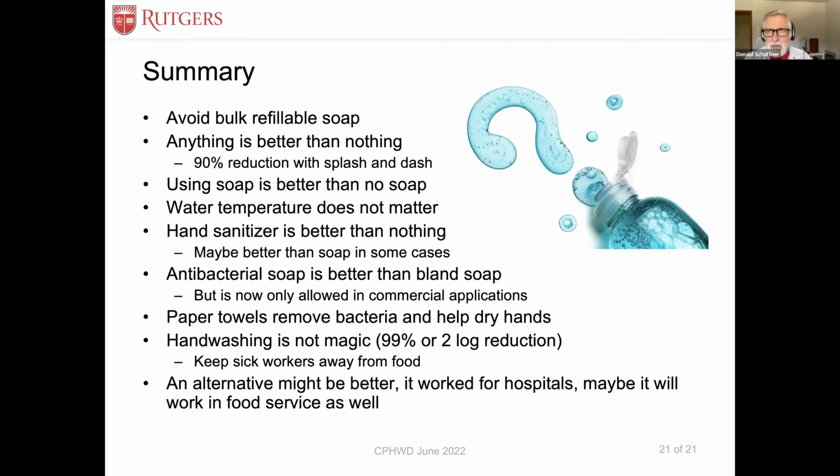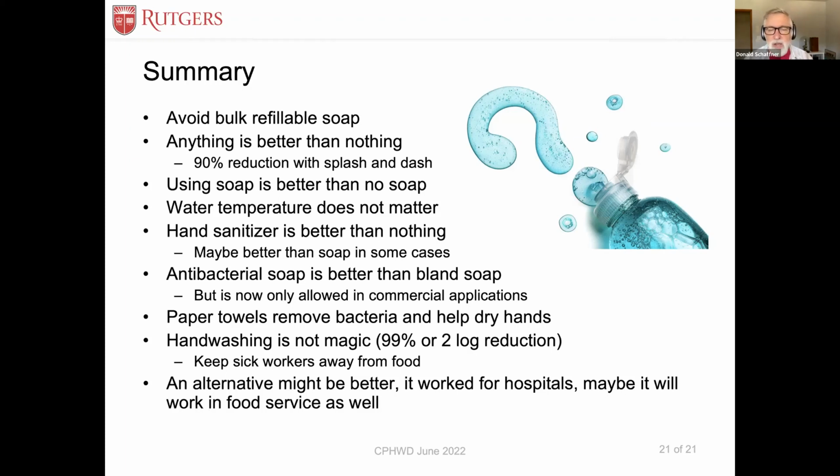Antibacterial soap is better than plain or bland soap, but unfortunately, because of changes mandated by the FDA Center for Drug Evaluation and Research, consumers can no longer buy antibacterial soaps containing triclosan. And so the only place that you'll see antibacterial soaps commonly is in doctors' offices, in restaurants, and in food processing plants. There's still a possibility that FDA CDER is going to take those away from us, but we're working hard because we do think that antibacterial soaps do have a benefit.